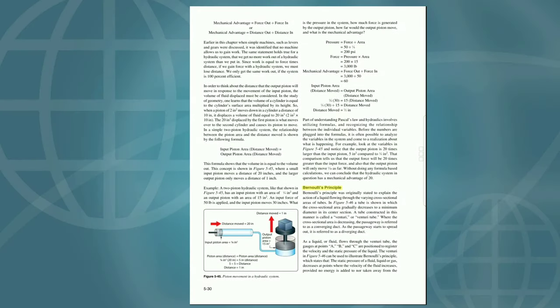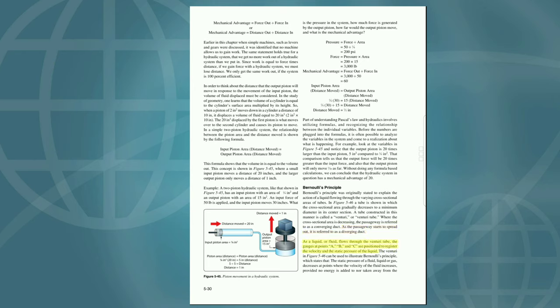Bernoulli's principle. Bernoulli's principle was originally stated to explain the action of a liquid flowing through the varying cross-sectional areas of tubes. In Figure 5-46, a tube is shown in which the cross-sectional area gradually decreases to a minimum diameter in its center section. A tube constructed in this manner is called a venturi, or venturi tube. Where the cross-sectional area is decreasing, the passageway is referred to as a converging duct. As the passageway starts to spread out, it is referred to as a diverging duct.